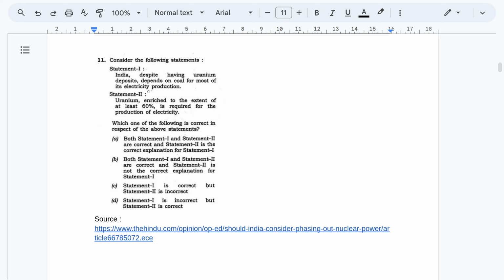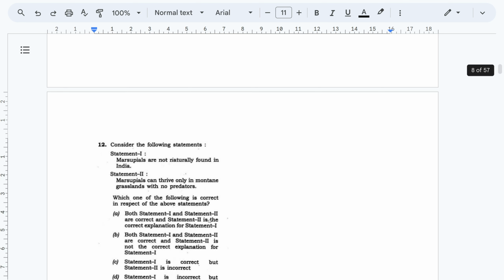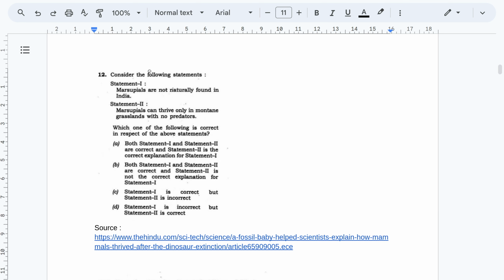So before going to question 12, statement 1 is right and statement 2 is false. I explained all the logic behind it and how to approach this question. So yeah, question 12. Consider the following statements.